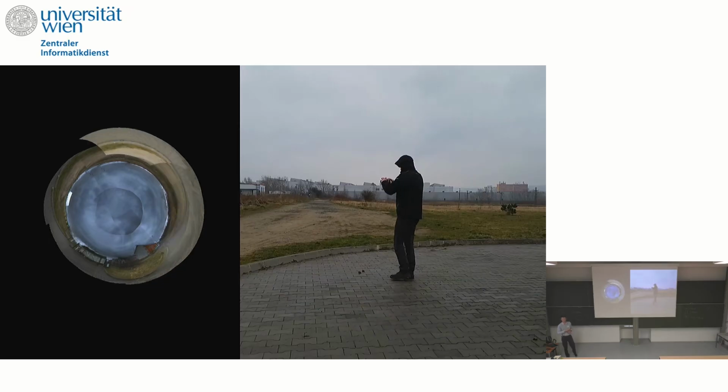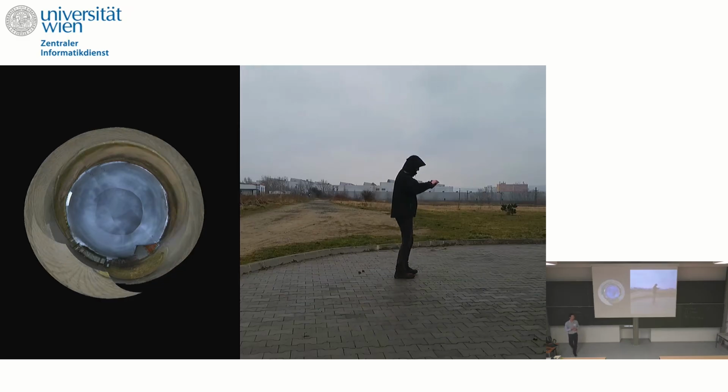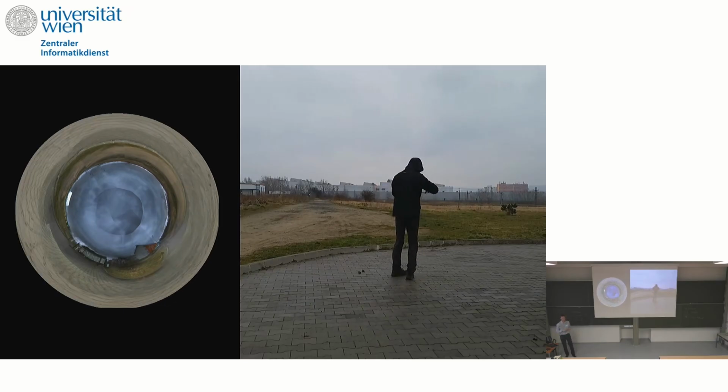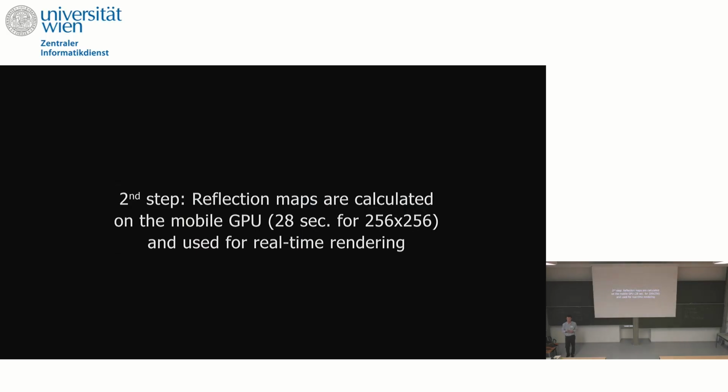The light is being reconstructed because we know the inverse camera response function here. And I cover the full sphere. And then these reflection maps are being calculated, which takes around half a minute on the mobile device. And then we can use it for real-time rendering already.